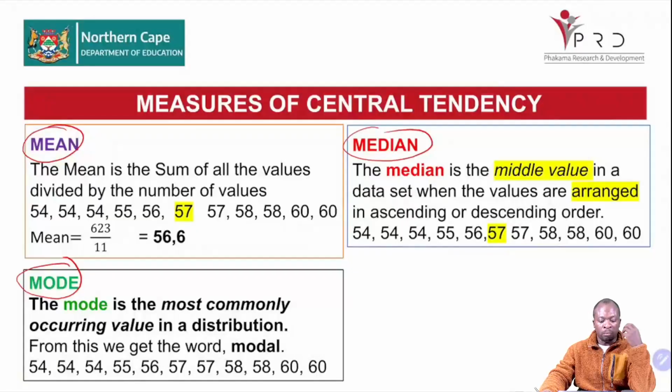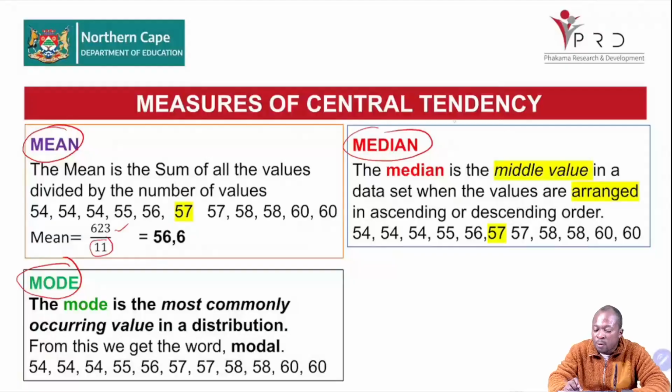So let's talk. When we talk of mean, how do we get mean? We must add all our values, then we divide by how many numbers are there or how many values are there. So here you can see we add the 54, 54, 55, all of them, they will give us 623. Then we check how many individual values are there. There are 11 of them. So when we divide, we are going to get 56.6. This is how you work out the mean. Don't forget that.